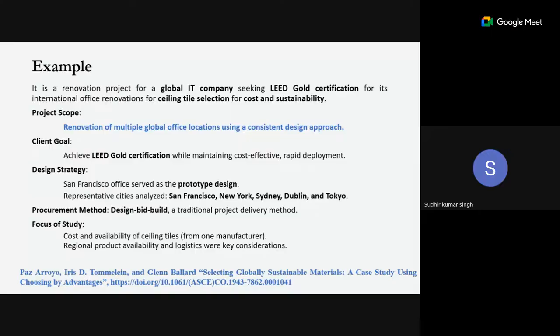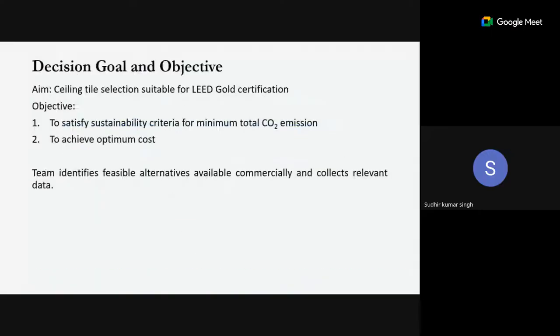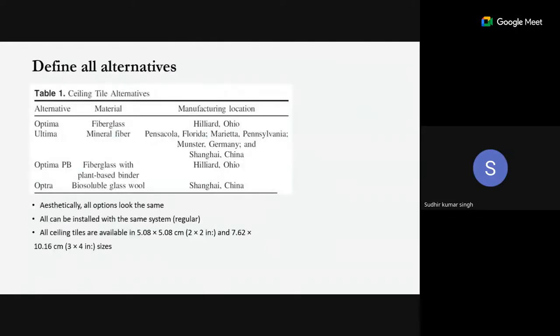Okay. So now there are different alternatives. These are the design goal and objective which are narrated. These are the alternatives available to them. Their team did a survey in the market and took some alternatives. There are 4 alternatives. One is Optima, which is a brand name. Then Ultima, then Optima PB, and Optra.